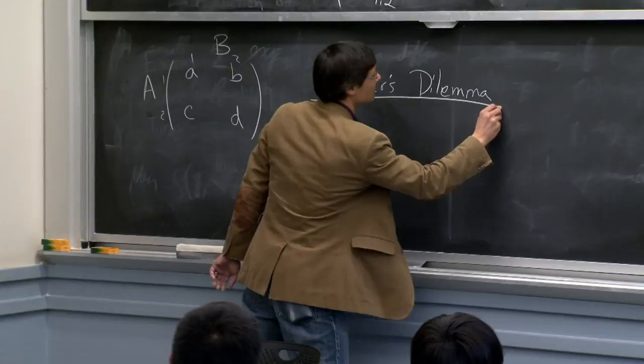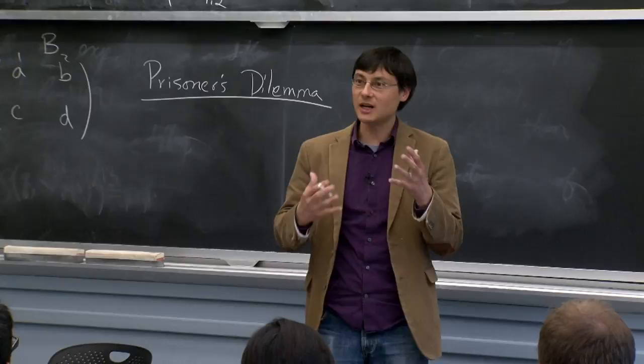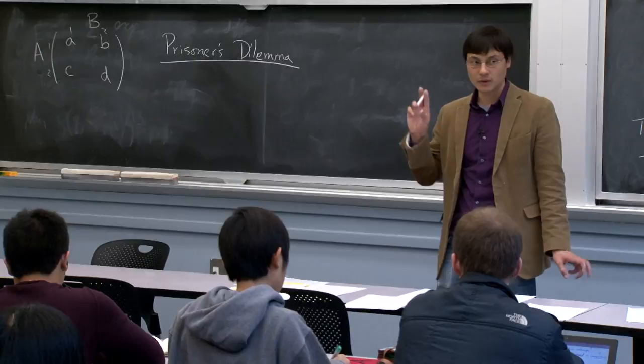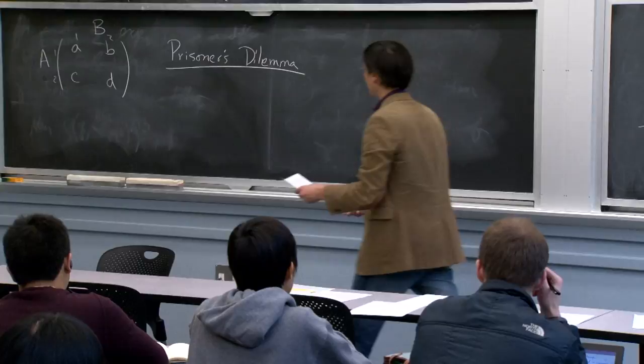Right. So the idea of the prisoner's dilemma is that if you set up these jail sentences in the right way, then it can be the case that each individual has the incentive to confess, even though both individuals would be better off if they cooperated. And you can come up with some reasonable payout structure that has that property, right?